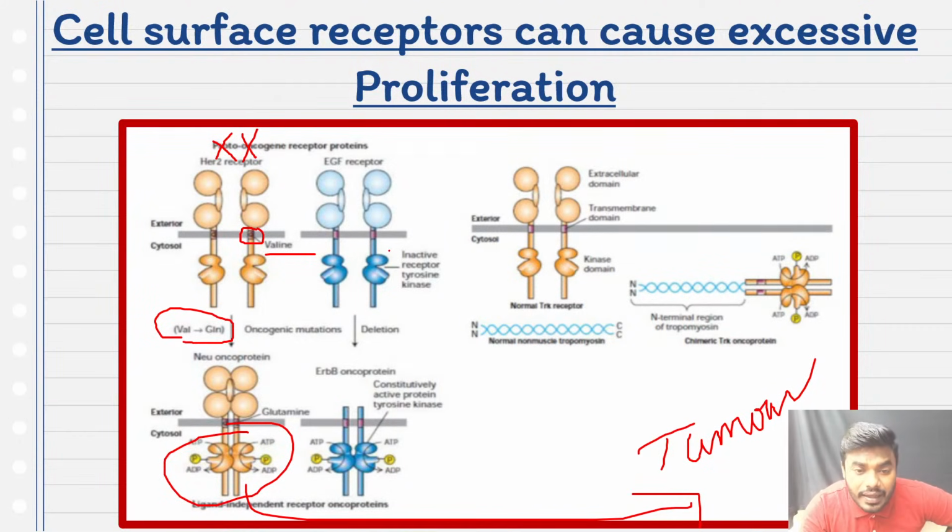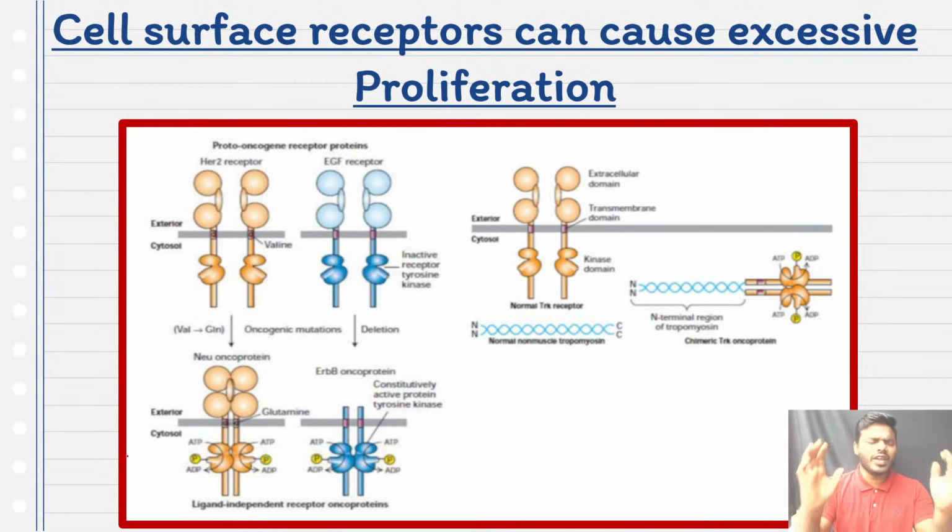Friends, understand, the mutation occurred in the inactive receptor tyrosine kinase. What do you mean by that? The mutation occurred in the cytosolic domain. Where does the mutation occur? The mutation occurs in the cytosolic domain. What do you call it? This particular mutation gives a constitutively active protein tyrosine kinase.